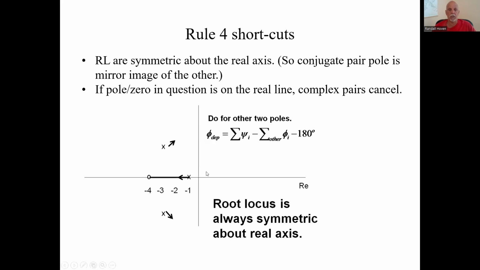If you do the same calculation for the other 2, well, this one you can just use symmetry. And if you do it for this one, it's going to say just go straight left. If you're looking at a pole on the real line, complex pairs are going to cancel, so you don't even have to worry about them. In this case, the angle from the zero to that pole is 0, so you just get everything 0 except for minus 180 in the formula at the end.